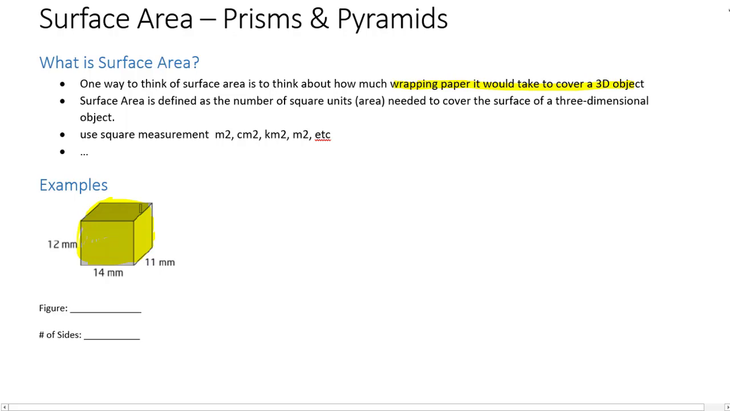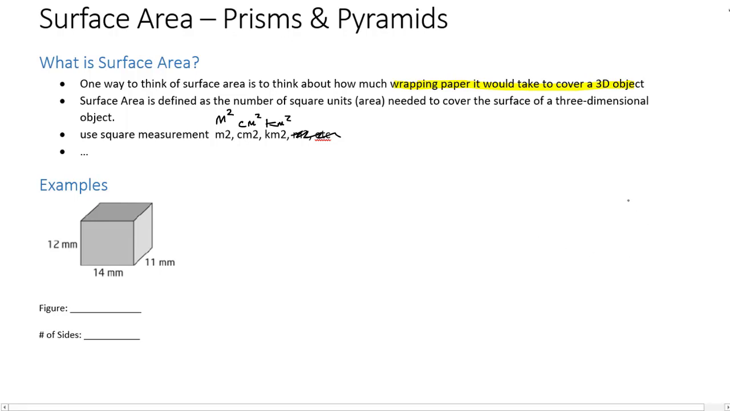Add them up, okay? So when we're doing surface area, we're still dealing with squared units. These aren't written out right. This should be meters squared or centimeters squared, or kilometers squared. I don't know why we have this twice. So it's a two-dimensional measurement on a 3D shape.